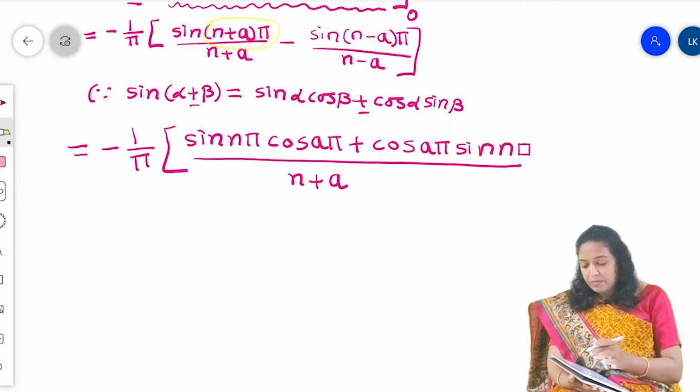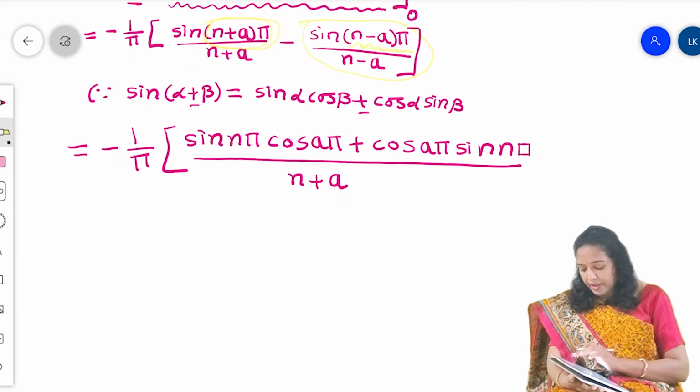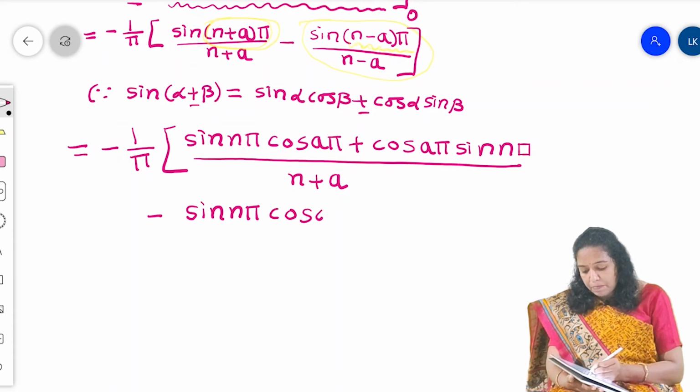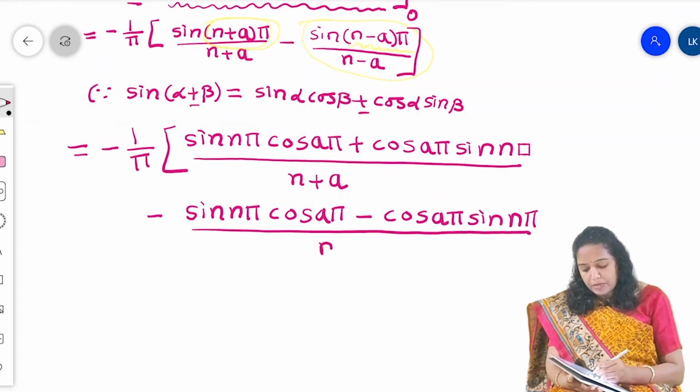Now minus times for the second term. Here sine of n minus a into pi, open the bracket, that is sine in bracket n pi minus a pi, that is alpha is n pi and beta is a pi, minus times sine alpha minus beta formula, that is sine n pi cos a pi, means same as it is in the previous term. Instead of plus there is minus sign, remaining as it is, upon n minus a.